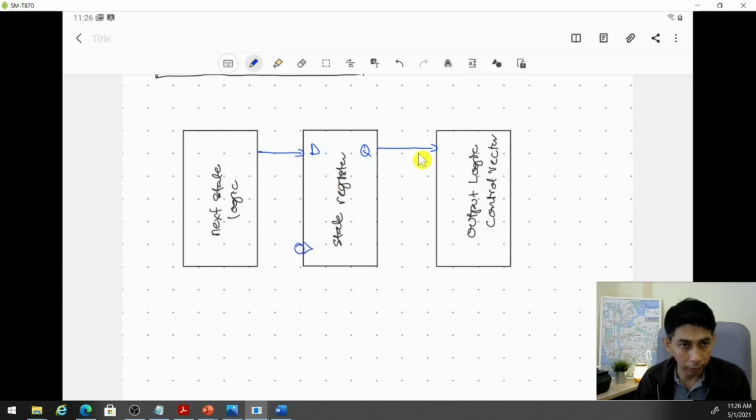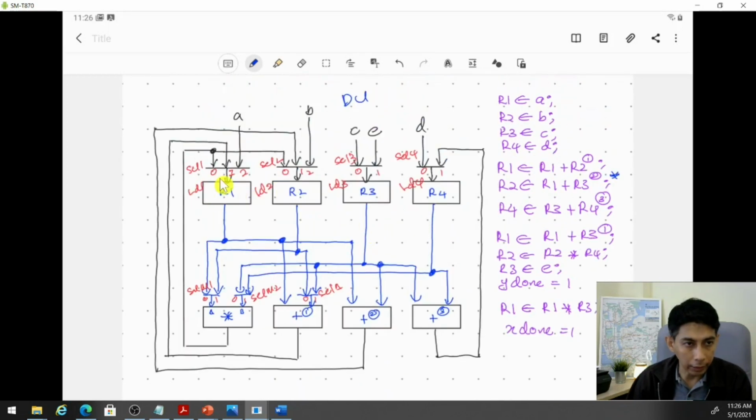and this is negative edge triggered, and we have the output, we call it the control vector. There are many signals, so this will be based on this. So how many bits do we need for the CV? So this one is 2 bit.